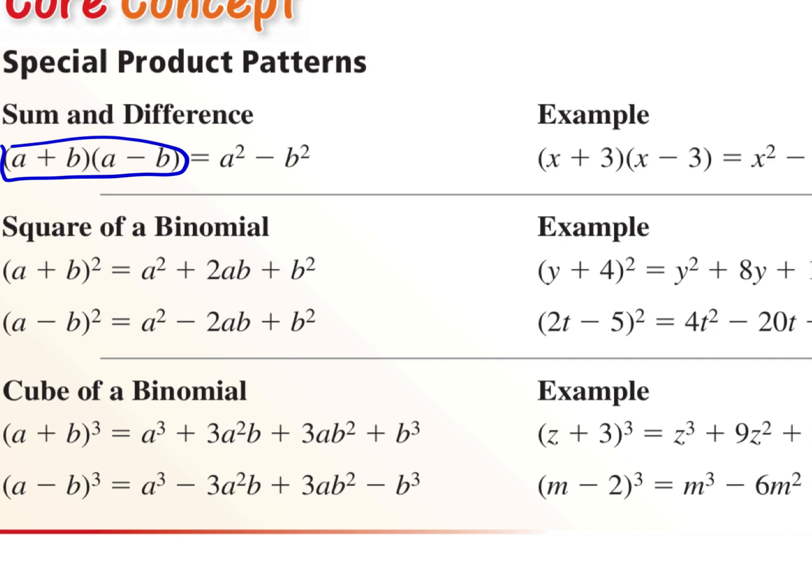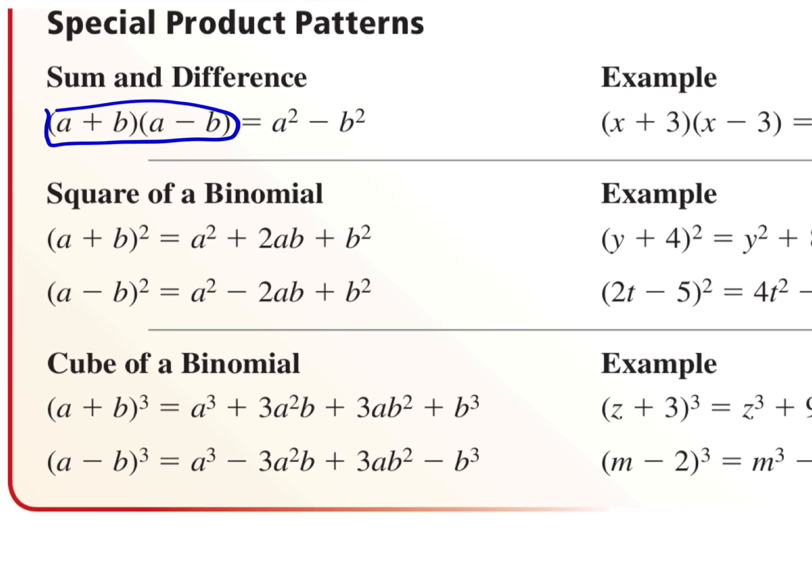If you have a binomial squared, so if you have a plus b, the shortcut would be a squared plus 2 times a times b plus b squared. Again, you can always write it twice and FOIL it out if you forget the shortcut. Same if it's a minus b, the first sign's just going to be minus.